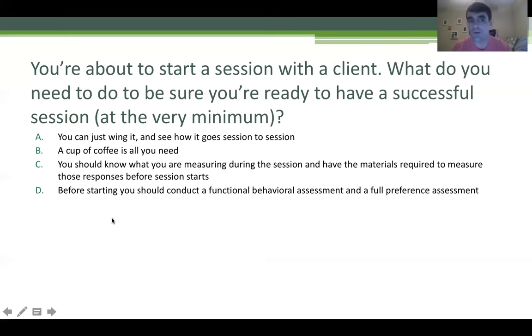So at the very, very minimum, you should know what you're measuring, and you should have what you need to measure. All right.